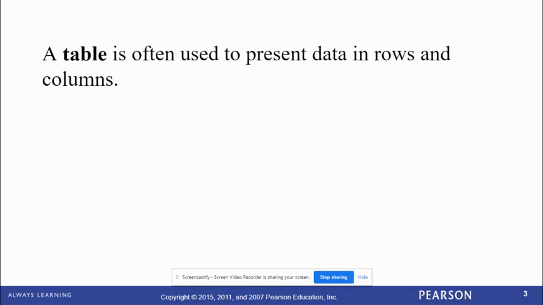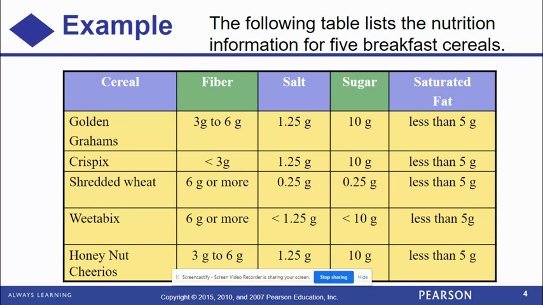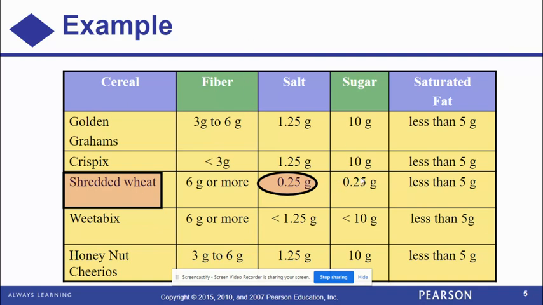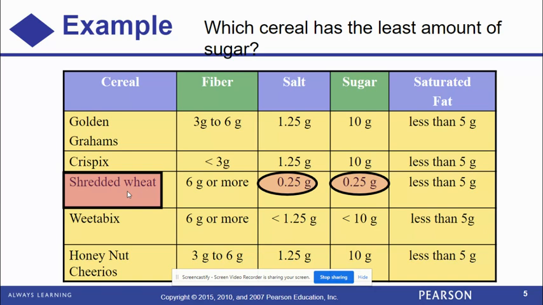The first thing is that a table is often used to represent data in rows and columns. Let's do an example. In this question, we have 5 different cereals, and we want to know the least amount of salt. If you pay close attention to the data and look at the amount of salt, we realize that the smallest amount of salt is 0.25 gram, which is shredded wheat. The least sugar is also 0.25 for shredded wheat, which is actually very good. So the least sugar and the least salt is shredded wheat.